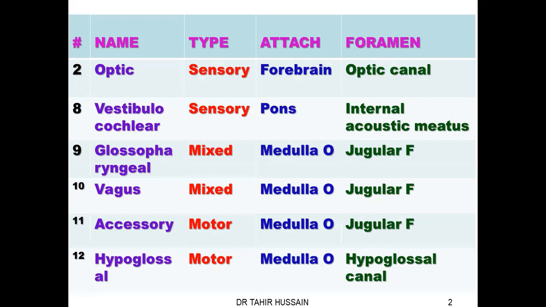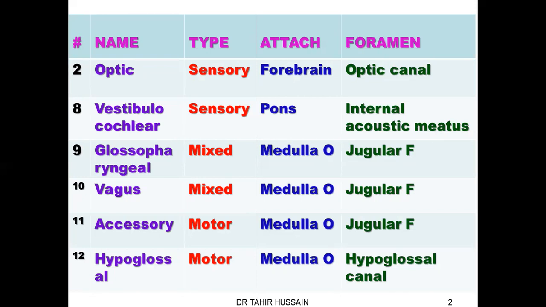The eighth cranial nerve's name is vestibulocochlear nerve. Its function is hearing and balance. It is also a purely sensory nerve, and it is attached to the brain stem. The vestibulocochlear nerve is formed in the internal ear, which is buried in the petrous part of the temporal bone. From the petrous temporal bone, this vestibulocochlear nerve enters the cranial cavity by passing through the internal acoustic meatus.